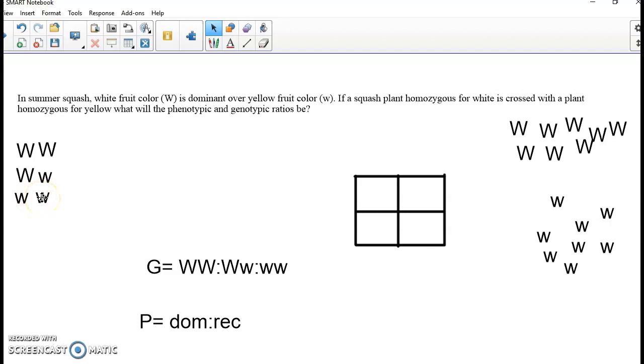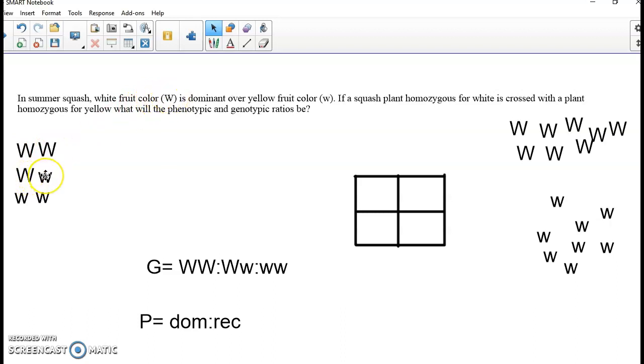Now, hopefully you remember from the last couple lectures that if it's a dominant trait, what it is telling you here is white fruit color, big W is dominant over yellow fruit color. So what that means is if a big W is there, it's going to exhibit that trait. So if I look at these three examples here, these are the three possibilities. There's no other possibilities. I know that big W is going to give me white because it's dominant.